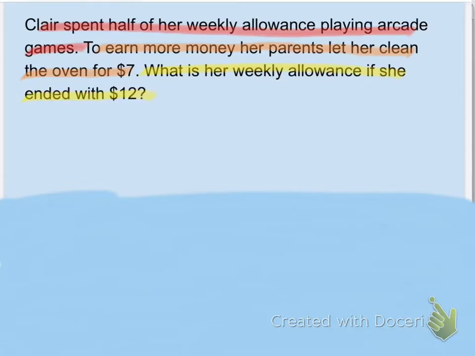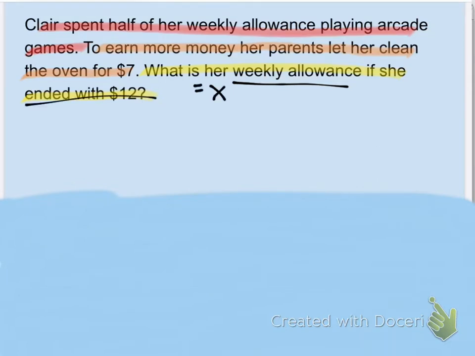So, what is the variable here? What is our variable? We already know what color it is because we know that it's got our question word. But what exactly is it? Are we looking for the money she spent? Are we looking for how much the arcade games cost? What are we looking for? What are we trying to solve for? As Chase R said, we are looking for her weekly allowance. Exactly, what is her weekly allowance? So that is our X.